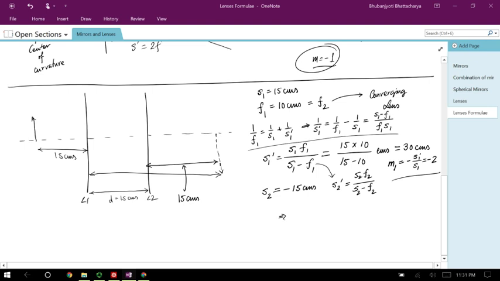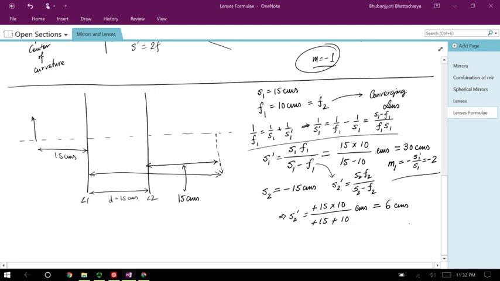So this will tell us S2 prime is equal to S2, which is negative 15, times F2, which is 10, divided by S2 minus F2, so negative 15 minus 10, and this is going to be in centimeters. So negative 150 divided by negative 25, you can see that the negatives here will cancel. So we are dealing with 150 divided by 25, which is equal to 6. Okay, so we'll get 6 centimeters.